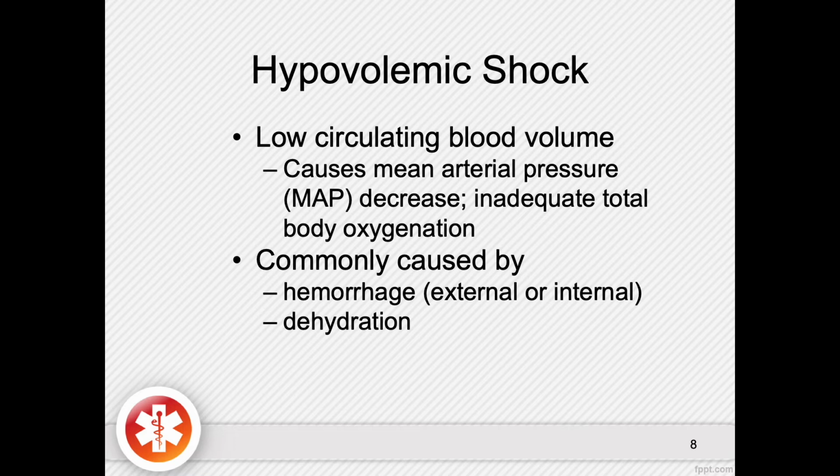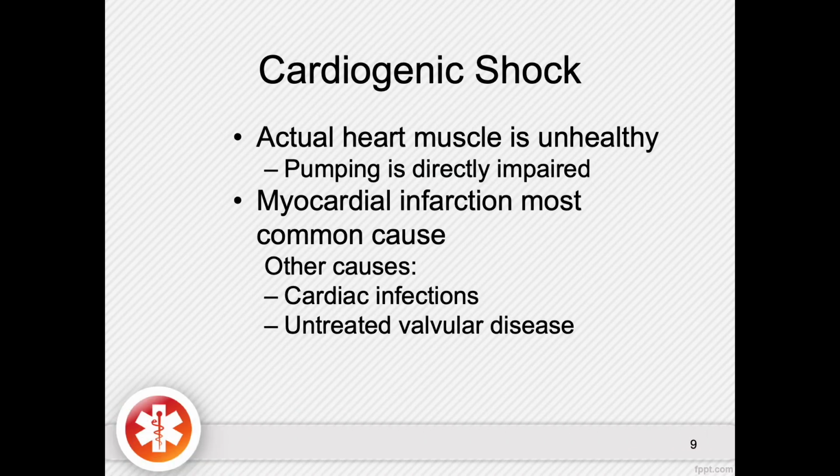In cardiogenic shock, the problem is with the heart itself. The actual heart muscle is unhealthy and therefore pumping is directly impaired. Myocardial infarction is the most common cause. However, other causes include cardiac infections and untreated valvular diseases and abnormalities.